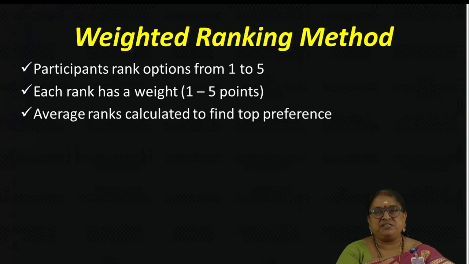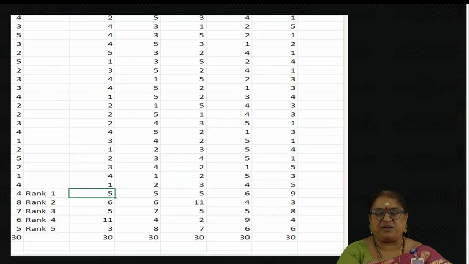So the participants rank the options 1 to 5. The first rank is given 5 points. The second rank is given 4, then 3, 2, and so on, when you have 5 statements. Then average ranks are calculated to find the top preference.